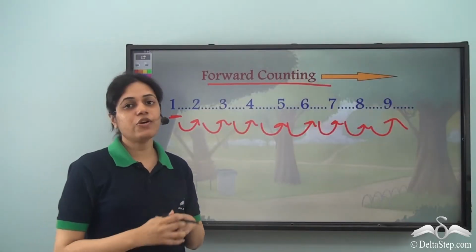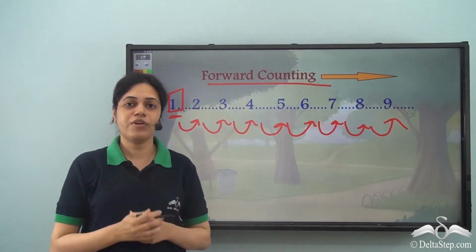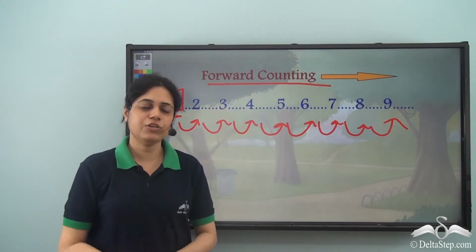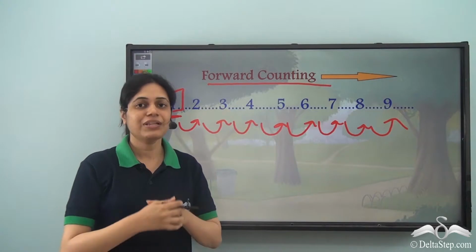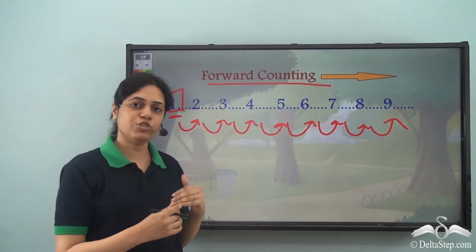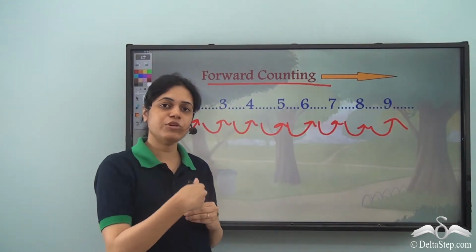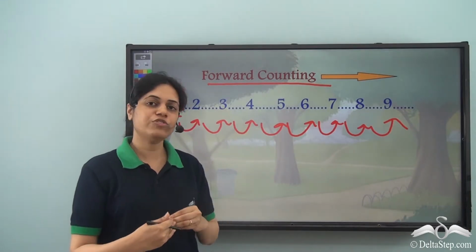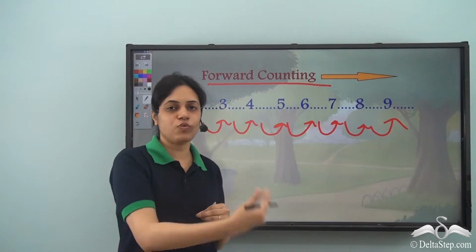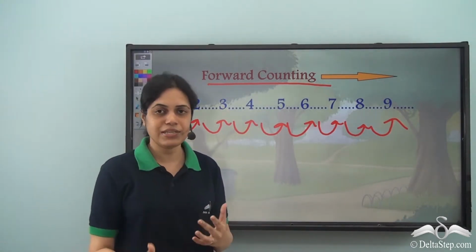But note, it is not necessary that you will always start counting from 1. It's not necessary. You can start from any number. It's just that you need to move a step ahead. You need to move to the next number. So from 1, you need to move to the next number 2. From 2, you move to the next number 3. From 3, you move to 4 and so on. So this is exactly what forward counting is.